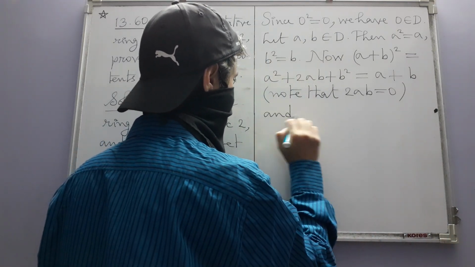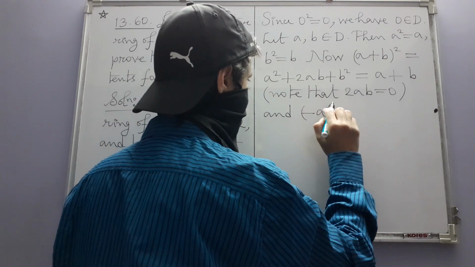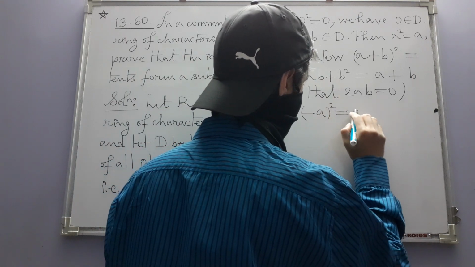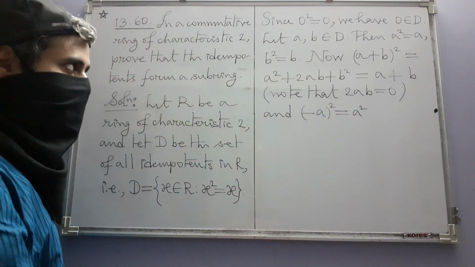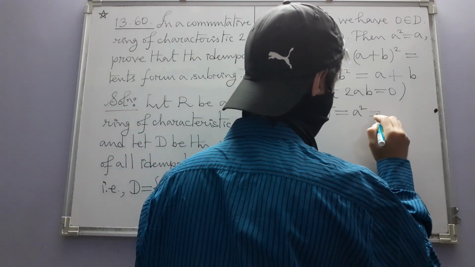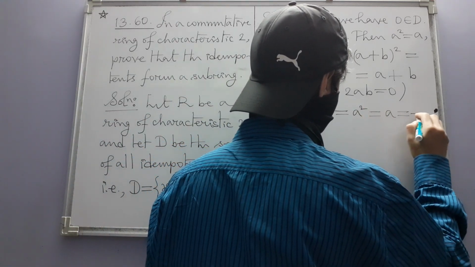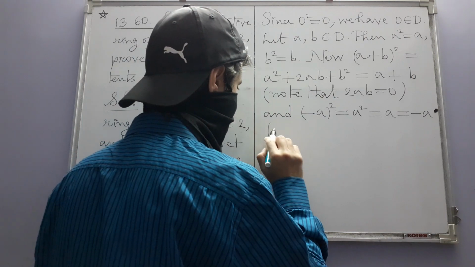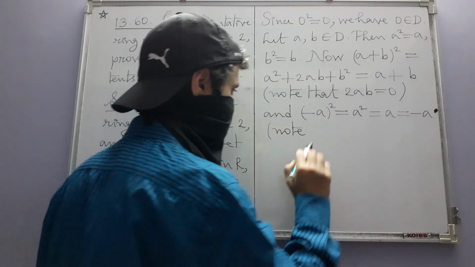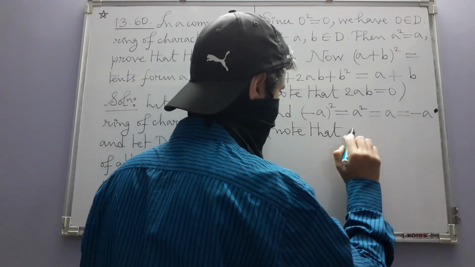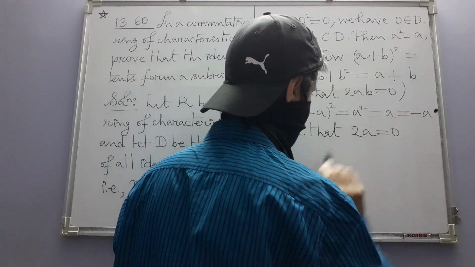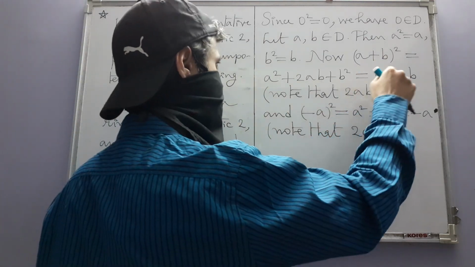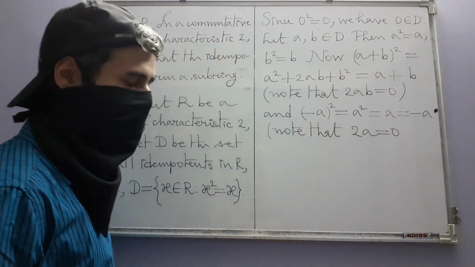And what about the square of minus A? Using your usual ring properties, this is actually nothing but A square. But A square is equal to A, and A is equal to minus A. Why? Because 2A is 0. So here also we write one such small explanation. Note that 2A is equal to 0, which is why we are having this. So we see that the square of A plus B is A plus B, and the square of minus A is also minus A.